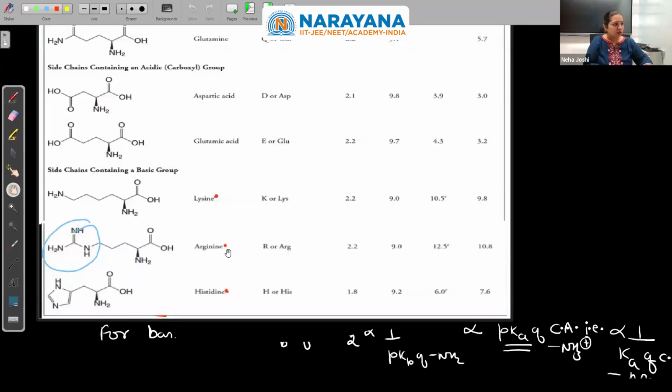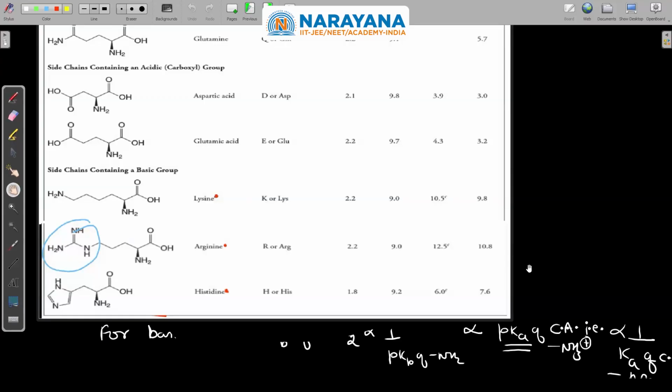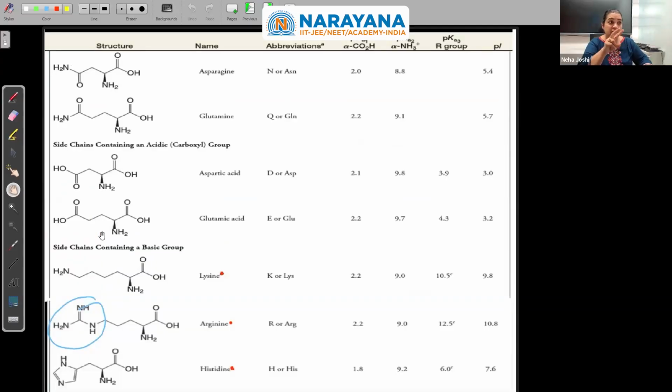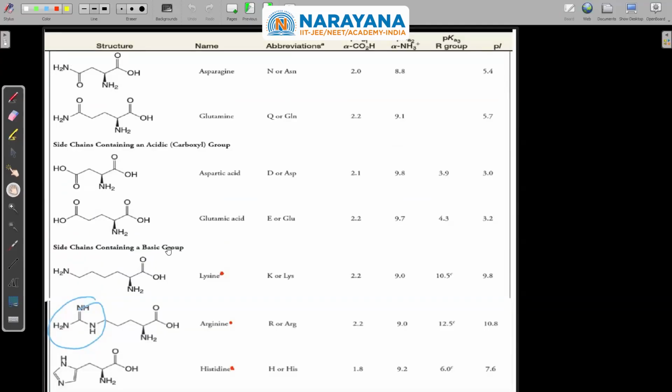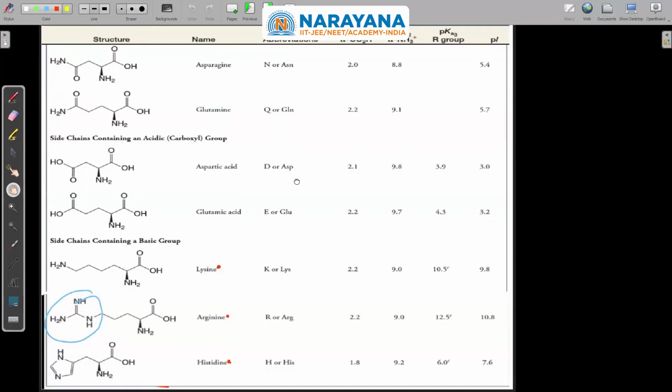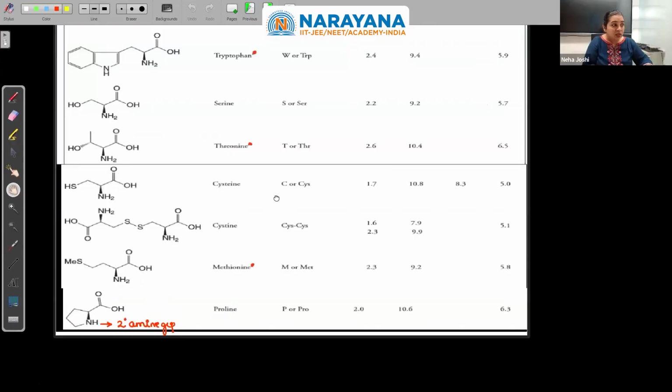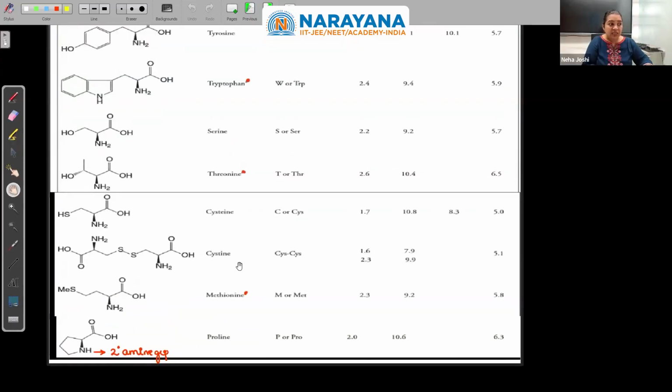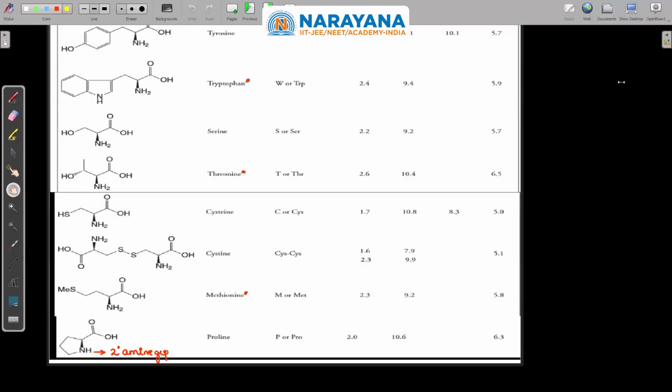Ma'am, number of amino acids with sulfur, if they ask in the exam, should we mark 2 or 3? If they ask naturally available, mark 2, because NCERT has only 2. This is Solomon cutting. Cysteine and methionine are the only 2 given in NCERT. Dimer is not considered. So take only those 2. Thank you.